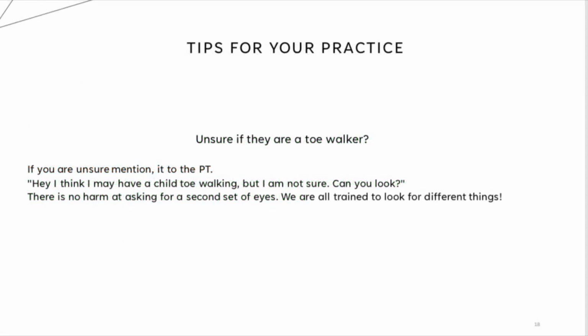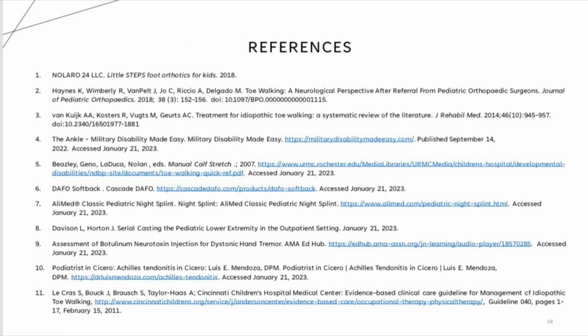And the final tip is, if you're unsure if the child is a toe walker, ask the physical therapist for a second look. There's no harm in asking for a second opinion because we're all trained to look at different things. So, in summary, identify toe walkers when possible and make that appropriate referral because we want to prevent further issues from occurring as early as possible.